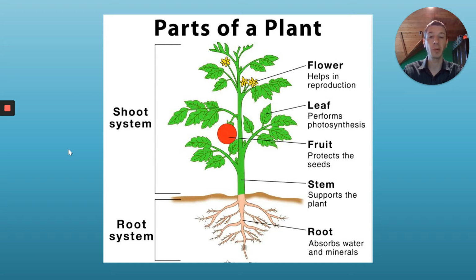For example, the flower helps the plant for reproduction. The leaf helps the plant to breathe. Also, it is the place for a process called photosynthesis, which we are going to cover later. The fruit contains the seeds, which is vital for reproduction, and the stem holds the plant upright. Through the roots, the plant absorbs water and minerals from the soil.